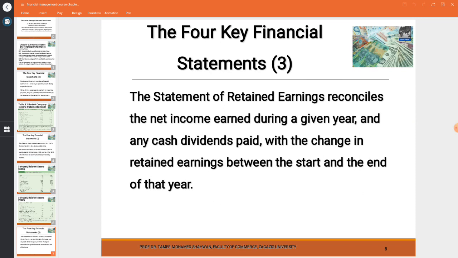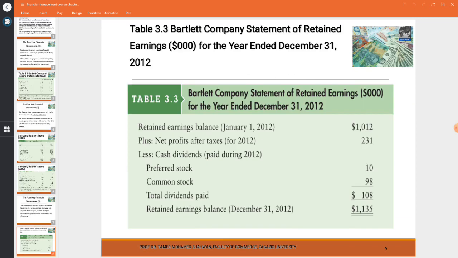Another important statement that you must be aware of is called the statement of retained earnings, and this reconciles the net income earned during a given year and any cash dividends paid with the change in retained earnings between the start and the end of that year. How is it done? Take a look.